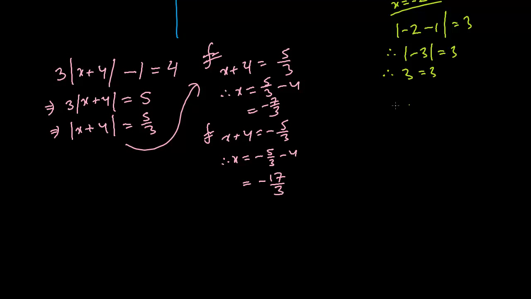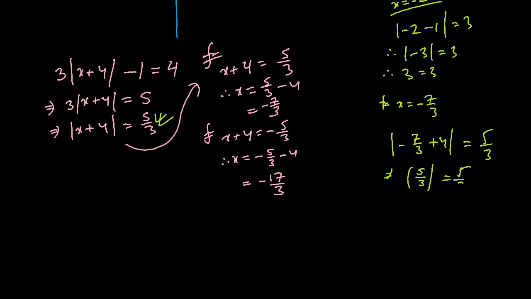Let's check this one. So for x equals minus 7 by 3, I'm going to put it over here. So absolute value of minus 7 by 3 plus 4. Let's see whether it equals 5 by 3. So this is going to be 4 times 3 is 12. 12 minus 7 is 5. So this becomes 5 by 3. So we know that the absolute value of 5 by 3 is 5 by 3.